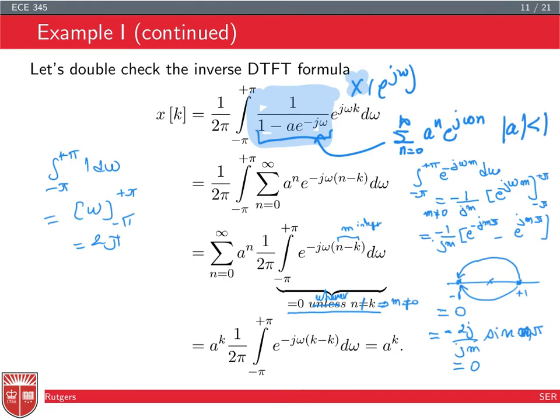And in this case, this term would be a to the power k, times 1 over 2 pi, the integral from minus pi to plus pi of e to the minus j omega (k minus k) d omega, and this integral is equal to 2 pi, because we just showed that this is true. So you get the result, which is a to the k, which is x of k. So you recovered the signal from its DTFT.